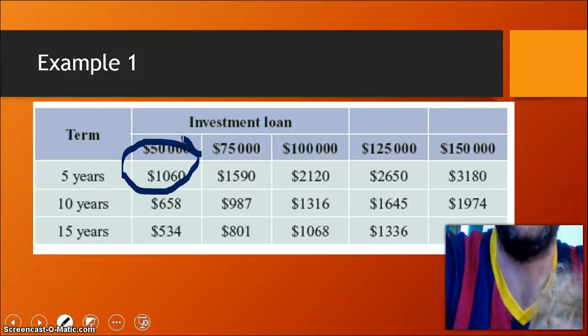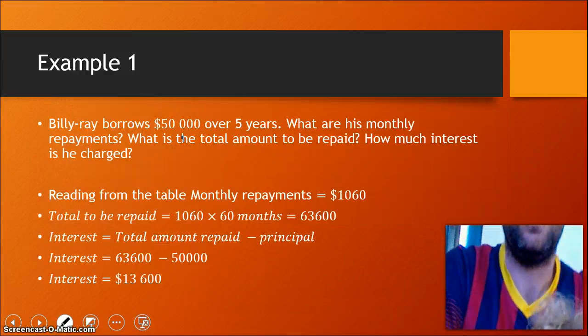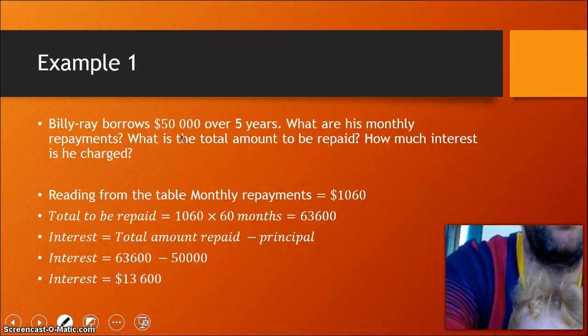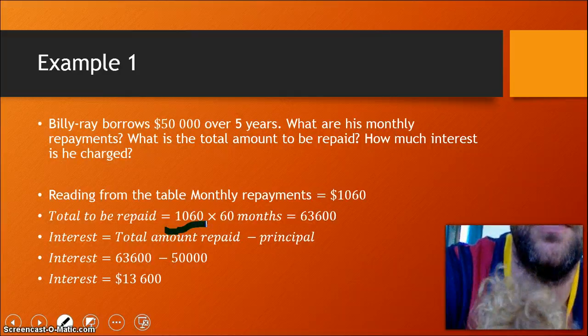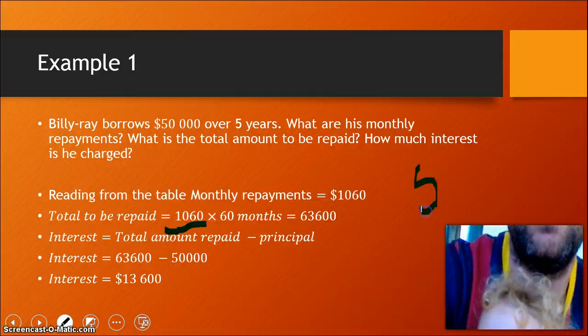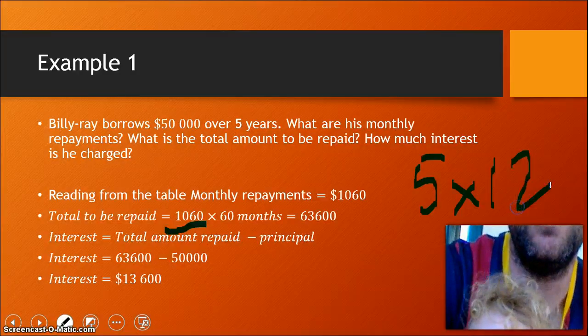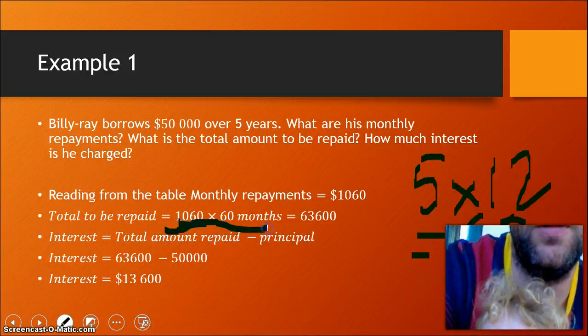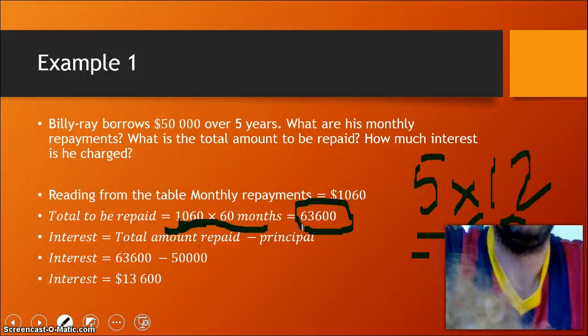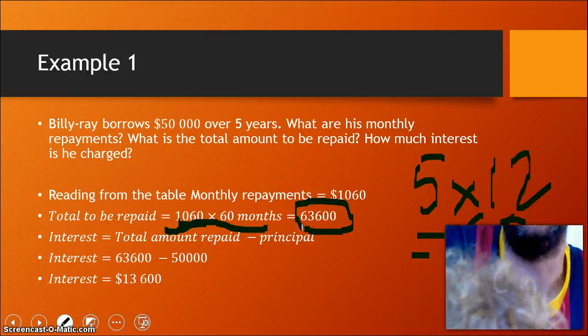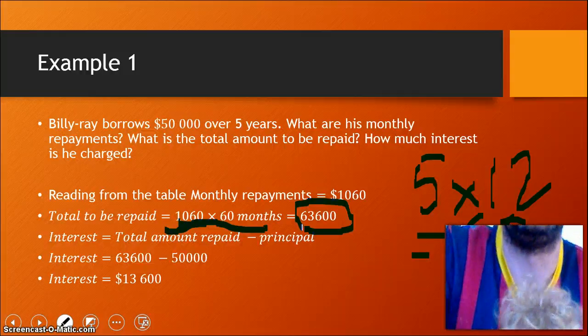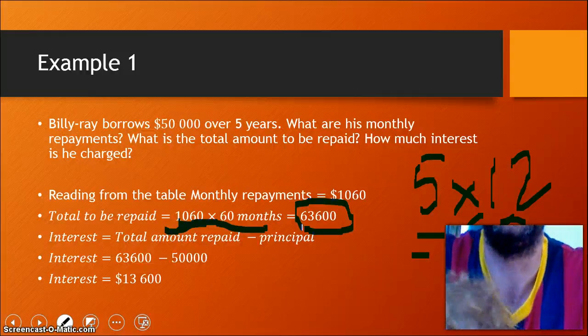So we've got 1,060. Now we need to work out the total amount to be repaid. We take our 1,060 and work out how many months that is. 5 times 12 gives us 60. Multiply them and we get our final amount, the total amount to be repaid. And if we need to work out the amount of interest, all we need to do is take away the initial amount of $50,000 and we get $13,600.